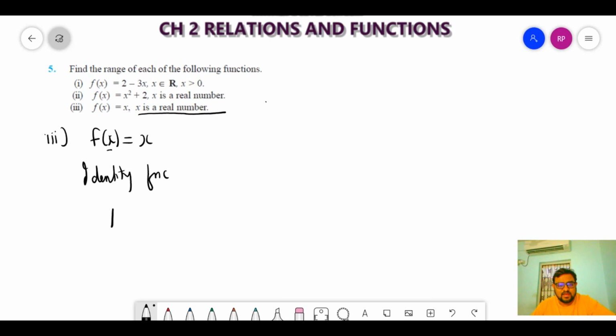So this implies that the range of the function will be equal to R, because the domain is R and f(x) is x, that is the identity function. Here, this was about the third part. So just note it down.